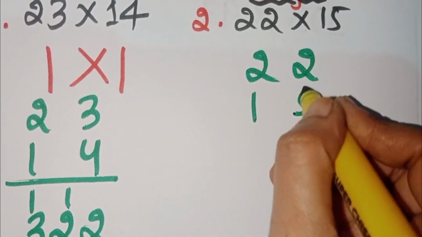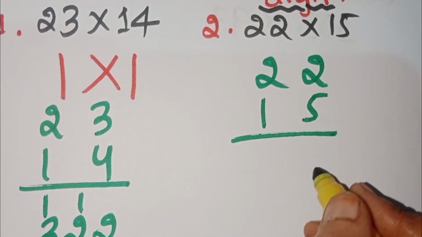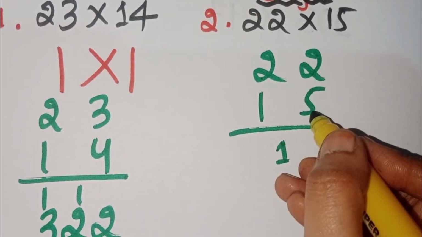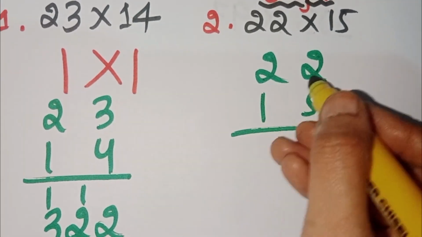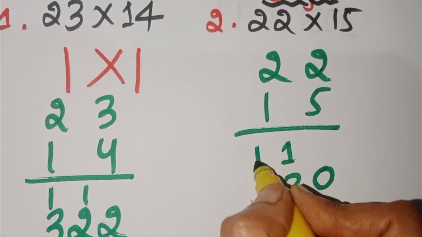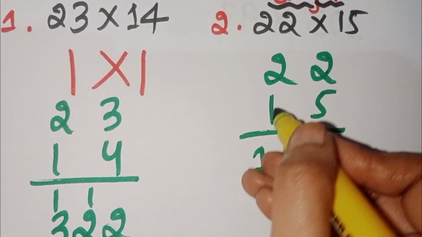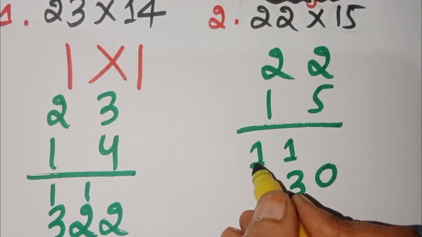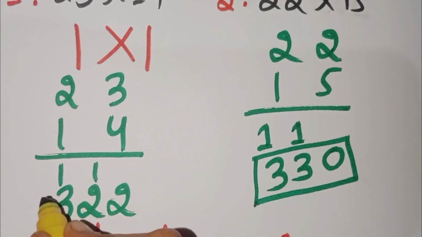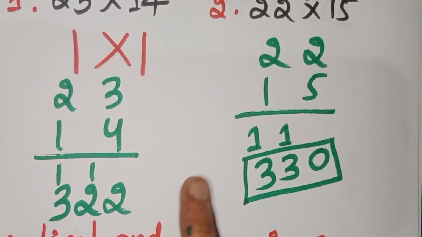22 into 15. First multiply the ones digit. 2 5s are 10. 0 here. Carry 1. Now cross multiply. 2 5s are 10. 2 1s are 2. 10 plus 2, 12. 12 plus carry 1, 13. 3 here. Carry 1. Finally multiply the tens digit. 2 1s are 2 plus carry 1, 3. 330. This is the answer. This method works beautifully for larger numbers.